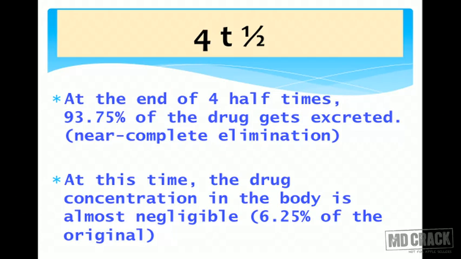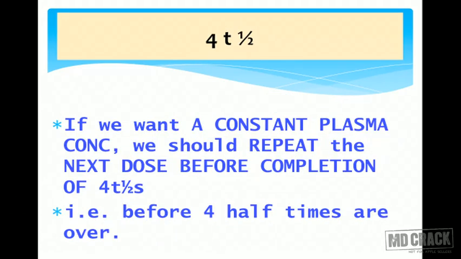It's just 6.25%. So if you want to achieve a constant plasma concentration, you must repeat the next dose of the drug before completion of 4 half times. And this becomes the basis to decide the frequency of administration of the drug. Some drugs are given 2 times a day, some are given 3 times a day, some 4 times a day. It is going to be decided by the half time of the drug.